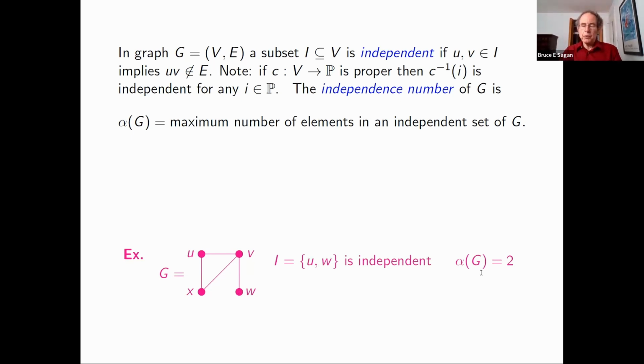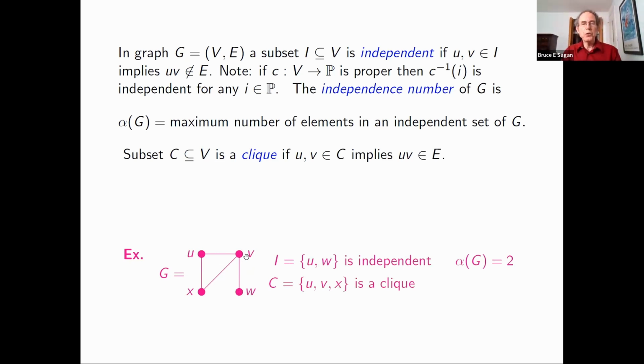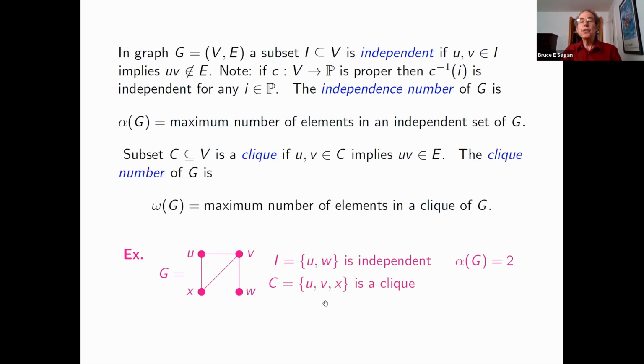At the other end of the spectrum are what are called cliques or complete subgraphs. A subset of vertices C is a clique if whenever you pick 2 vertices in C, you always have an edge there. As we just pointed out, UVX here is a clique. And then there's the corresponding clique number, omega of G, which is the maximum number of elements in a clique. It's pretty clear that in this graph, omega of G is 3, because here's a clique with 3 vertices. And if I take all 4 vertices, that's not a complete graph on 4 vertices.